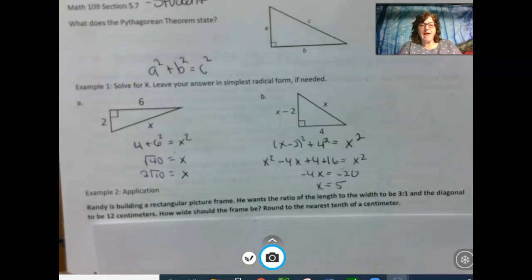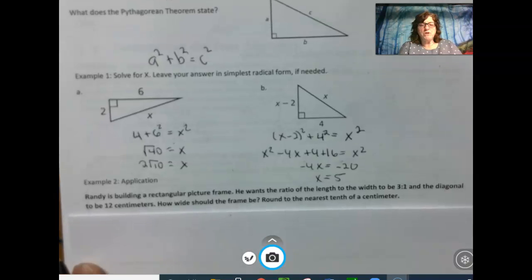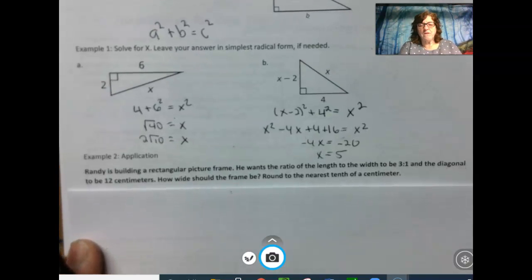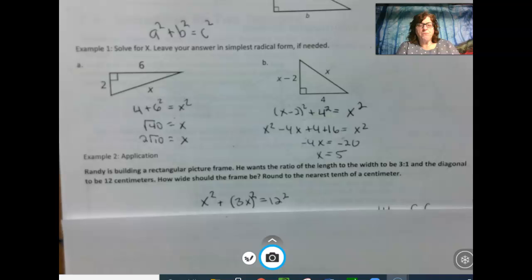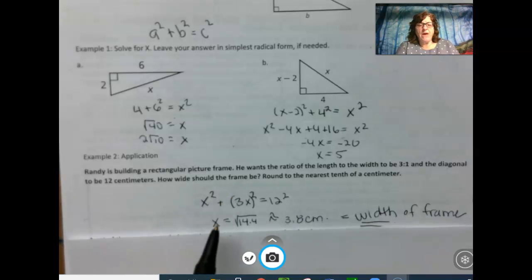The next problem is an application problem. So I want you to put the video on pause, read this, come up with an equation, and solve it. Come on back when you're ready. So let's see how you made out. I ended up with the equation x squared plus 3x squared equals 12 squared, and my x represents the width. How wide should the frame be? That's the question that we're looking to answer. And so I end up with x is approximately 3.8. That's my width.